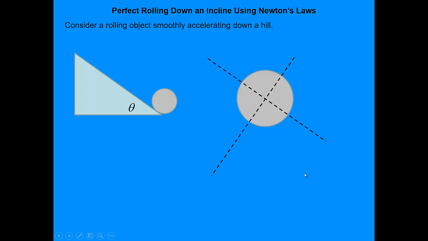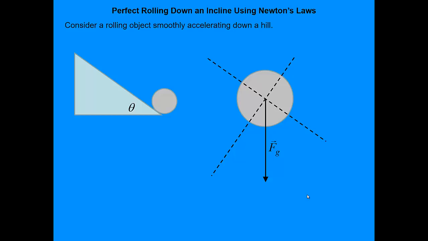Notice here, because I'm drawing an extended force diagram, I'm going to put the origin at the center of mass, which is the axis of rotation. That's what this thing is rotating around, this point right here. So, what forces act on this object? Well, of course, gravity. Gravity acts down, and it acts from the center of gravity, which would be right in the center of the object. There would be a normal force. It's being supported by the hill.